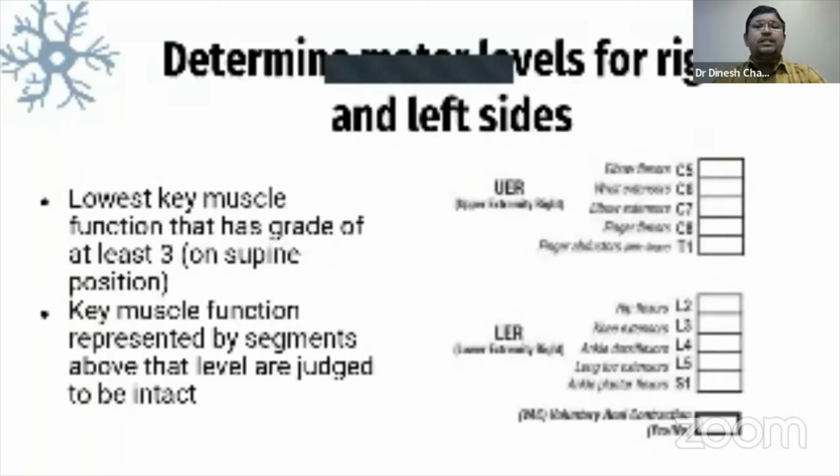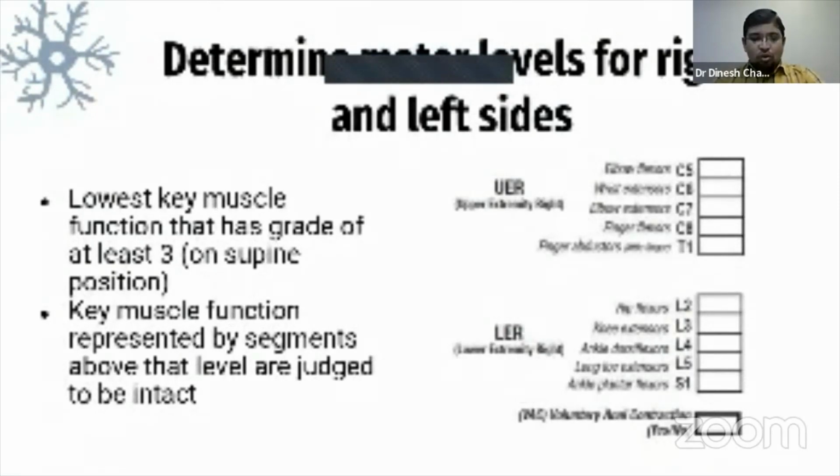Now to move towards determining the motor level of the right side or the left side. Here 5 key muscles are given for the upper limb and 5 key muscles for the lower limb. In brief, for the upper limb, right side or left side, you have to check. So C5 means you have to test the elbow flexor muscle. Then according to that, you have to grade. Then wrist extensor muscle, C6 myotome, then elbow extensor muscle, C7 myotome, finger flexor muscle, and finger abductor, little finger, so that is T1 level.